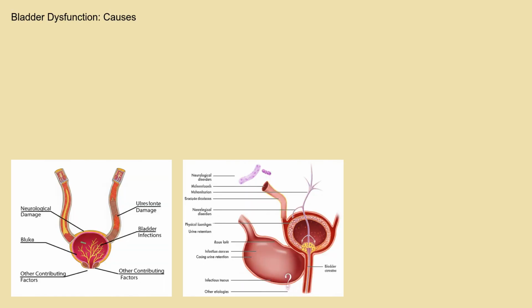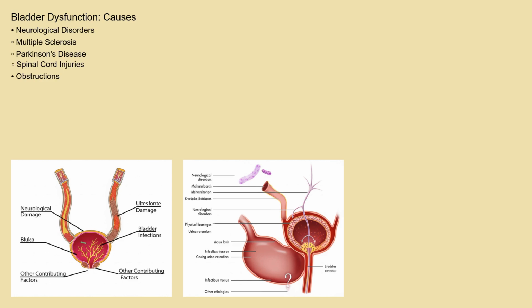Bladder dysfunction can stem from a variety of causes. These include neurological disorders like multiple sclerosis, Parkinson's disease, and spinal cord injuries, which disrupt the nerve signals controlling bladder function. Obstructions, such as an enlarged prostate or bladder stones, can hinder urine flow.